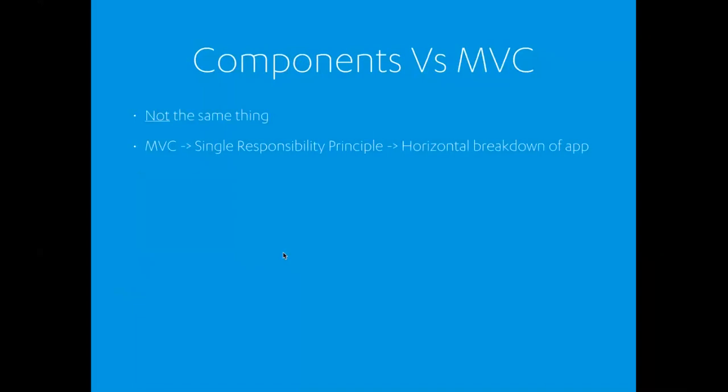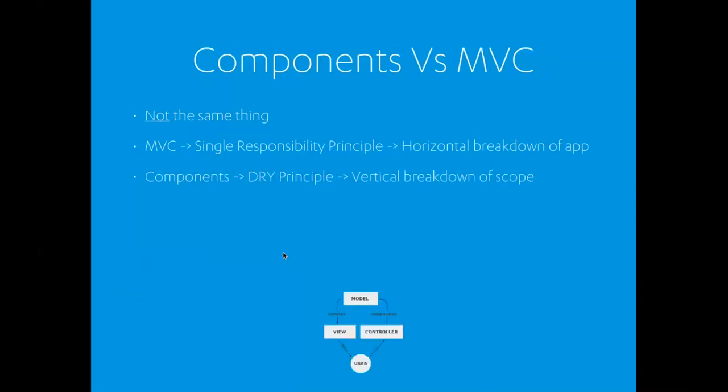MVC is meant to enforce a single responsibility principle, and it's a horizontal breakdown of an application, meaning you are trying to separate the different layers of the logic in your app. So the presentation layer from the controller layer from the data model layer, right? Whereas components are trying to enforce the DRY principle. For those of you who do not know, DRY stands for do not repeat yourself. So write everything once, okay? And it's a vertical breakdown, not of an application, but of a scope, okay?